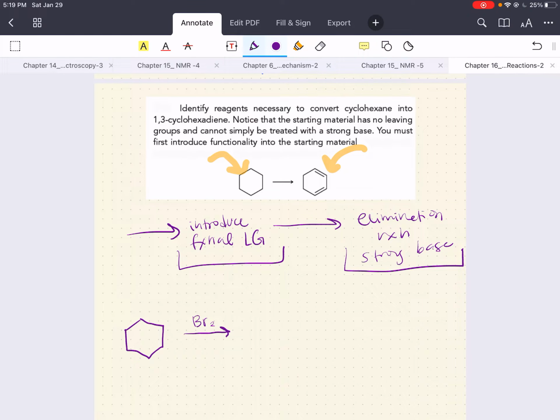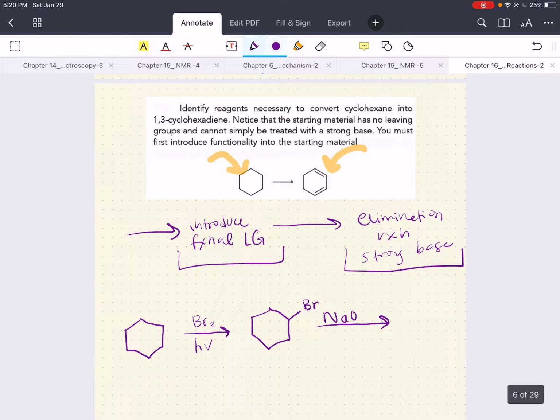And what you need is just Br2 and some light. What this is going to do is add a bromine to your cyclohexane. Fantastic. So now we can form our first double bond using a strong base.